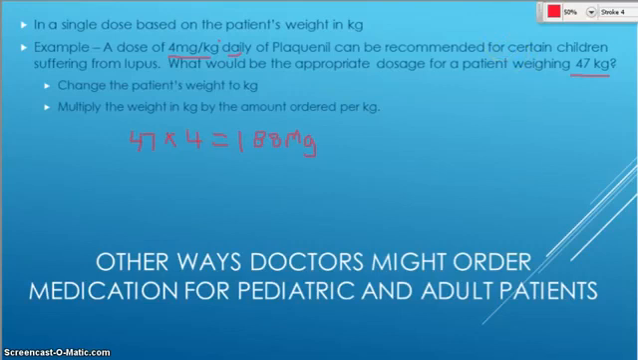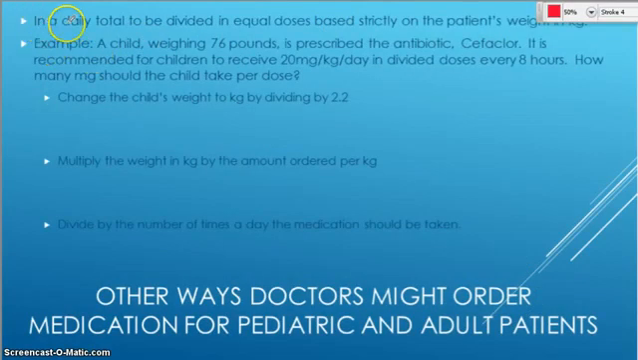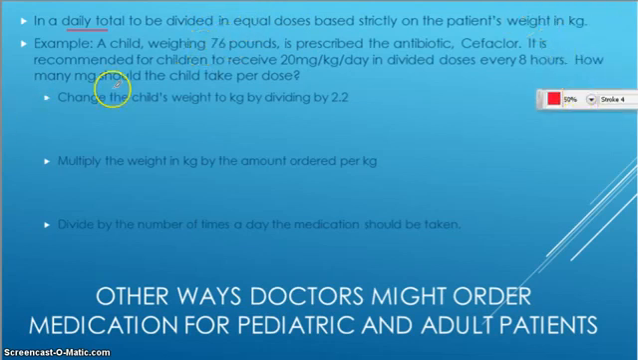Now, sometimes doctors do it a little bit differently, and it might be a daily amount. So here it's a daily total, but then they tell you to divide it into equal doses. And again, it could be based on the patient's weight in kilograms. So here's another example. We have a child who weighs 76 pounds. They're prescribed the antibiotic cefaclor. It's recommended for the child to receive 20 milligrams per kilogram per day. And then we're going to divide that into doses every 8 hours. So we need to figure out how many milligrams the child is going to take per dose.